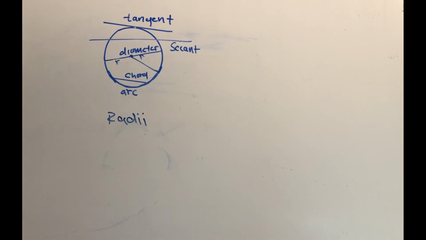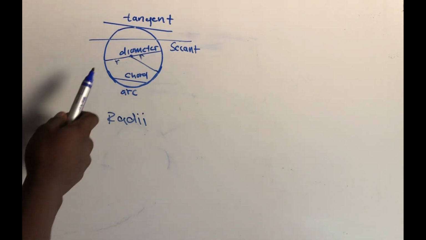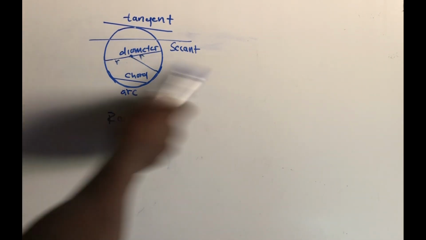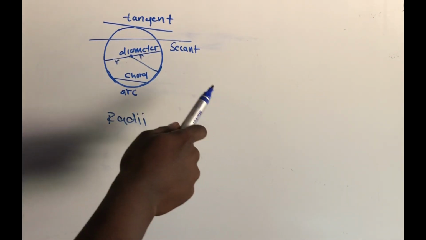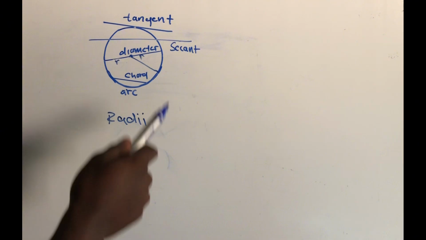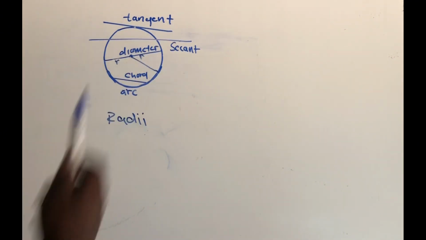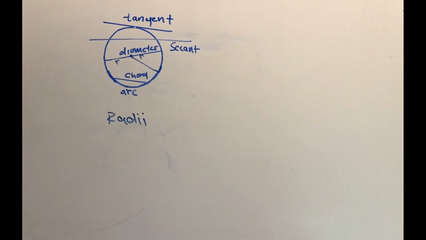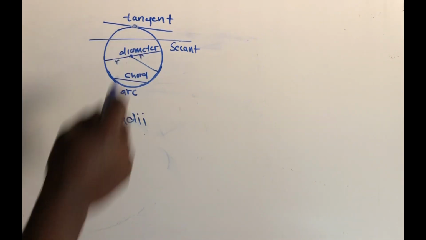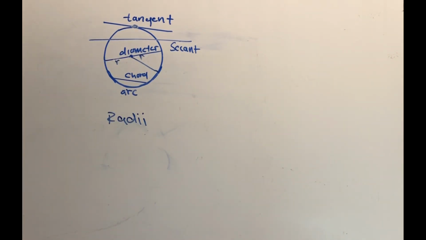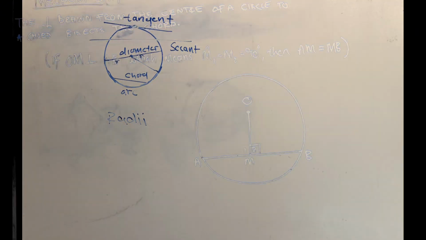And we have a secant. A secant is a line drawn outside of the circle, passing through the circle to the other side of the circle. Then that's called a secant. And we have a tangent. A tangent is a line that touches the circle at one point. It only touches the circle at one point. So that's a tangent. Let's go and see how we can apply these terminologies in the first theorem.